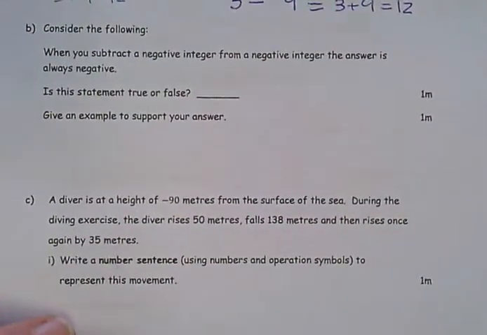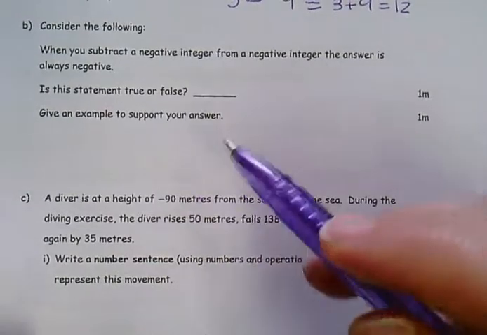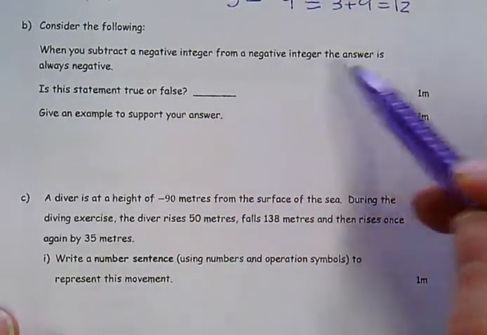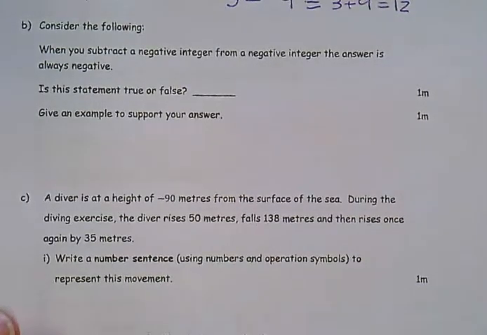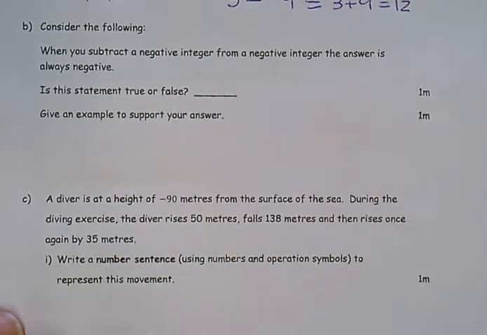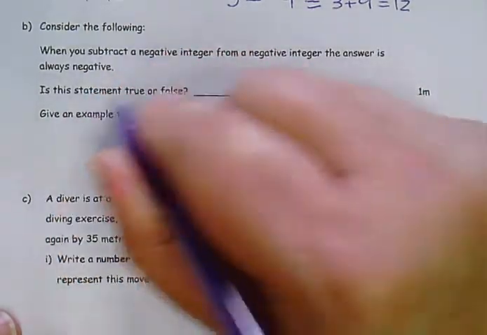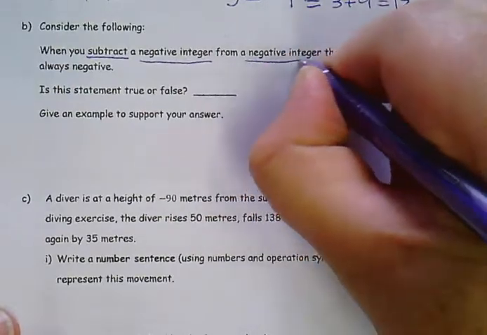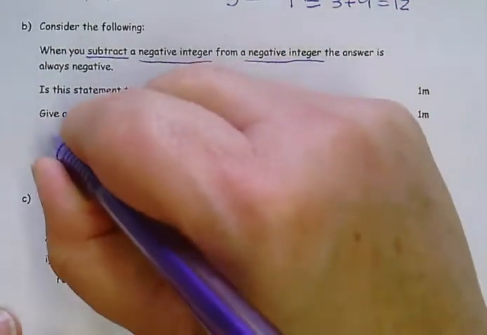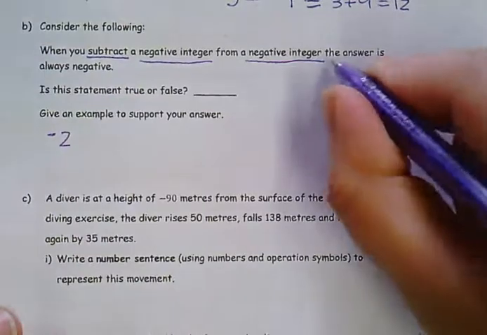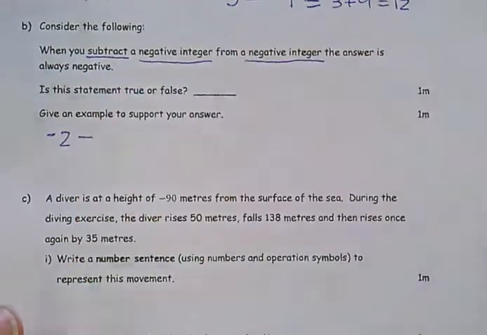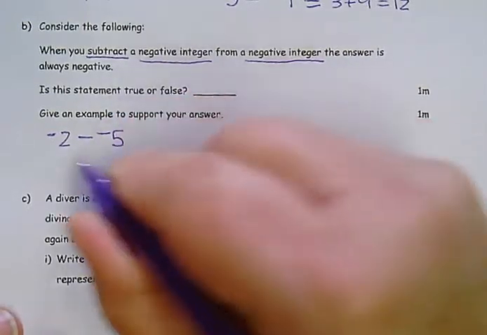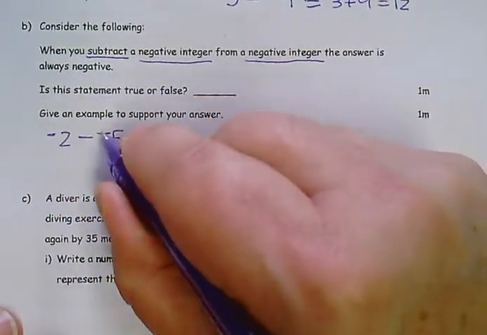Okay, now question 5b. It says, consider the following. When you subtract a negative integer from a negative integer, the answer is always negative. Is this statement true or false? Give an example. Well, let's try something. So we need to subtract a negative integer from a negative integer. So let's try -2 is my negative integer. I'm going to subtract, that's take away. Let's say -5. So I've got -2, take away -5.